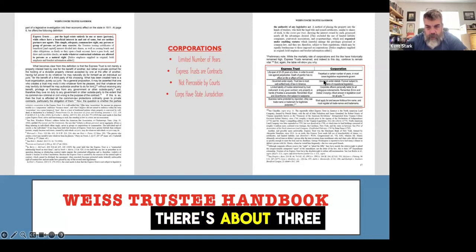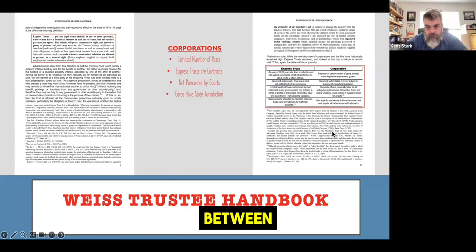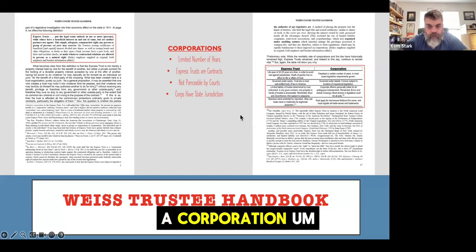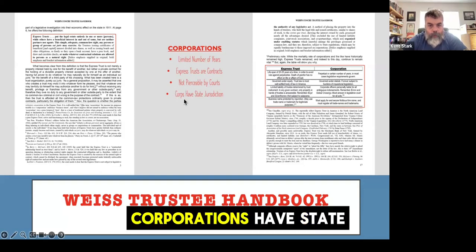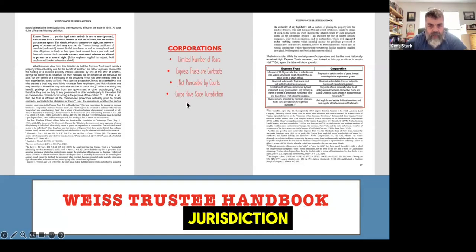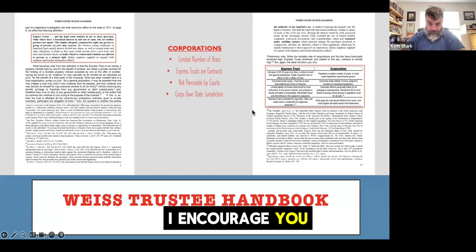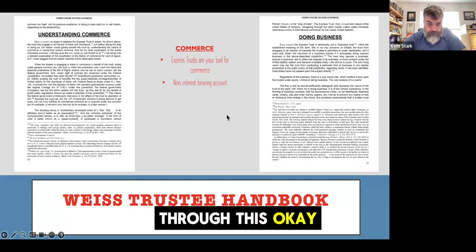And it goes through about 3 pages of comparisons between an express trust and a corporation. Again, not pierceable by courts. Corporations have state jurisdiction. Corporations have to pay taxes. Trusts don't pay taxes. So I encourage you to really read through this, okay?